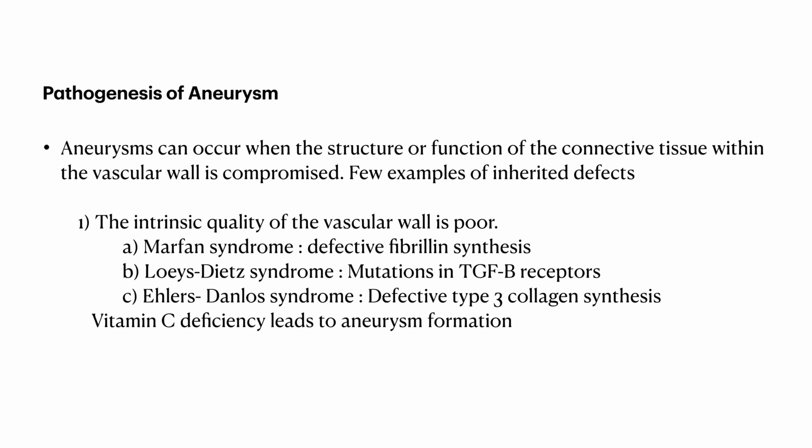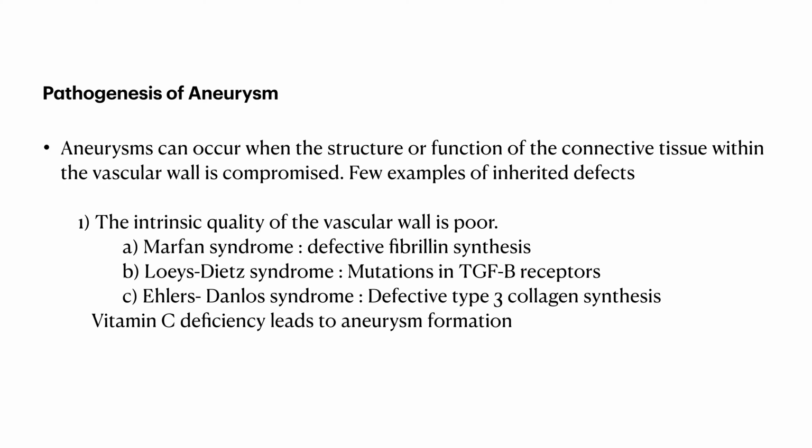Now, Marfan syndrome is characterized by defective fibrillin synthesis. Fibrillin is a protein which is essential for TGF beta activity. TGF beta, transforming growth factor beta, is an essential protein which helps in cell growth, cell proliferation, cell differentiation, and cell death, which is apoptosis. This TGF beta is necessary for the synthesis of collagen and elastin, and as the fibrillin protein is responsible for its activity, defective fibrillin synthesis leads to defective collagen and elastin synthesis, and hence leads to aneurysms.